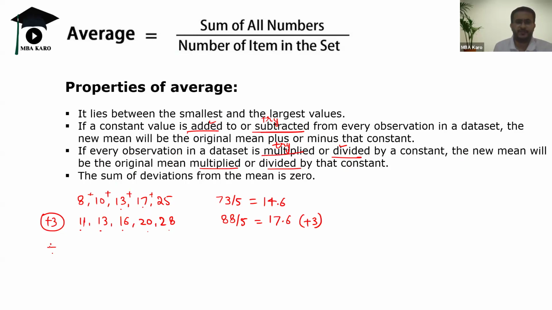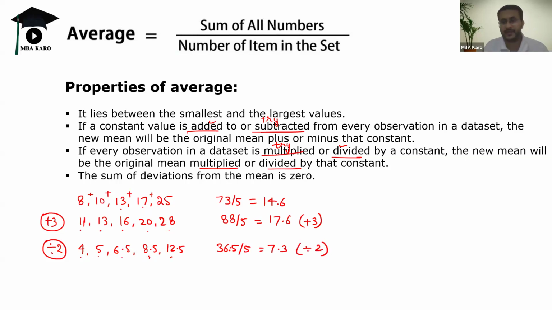So let us say we divide all numbers by 2. So what we will get? This will be 4, this will be 5, 6.5, 8.5, and this is 12.5. So let us add the values with 0.5 together. That is 20 and 1, 21. 21 plus 9, 30, and 36.5. 36.5 divided by 5 is 7.3. So we saw that it became divided by 2.